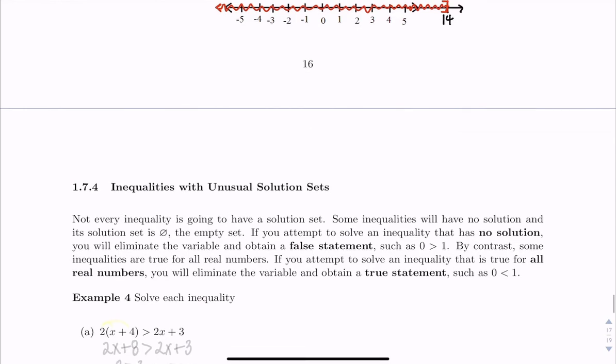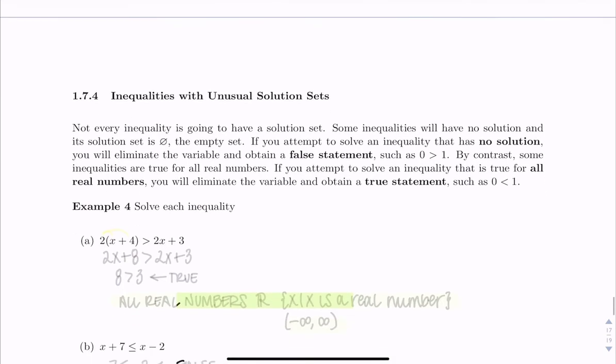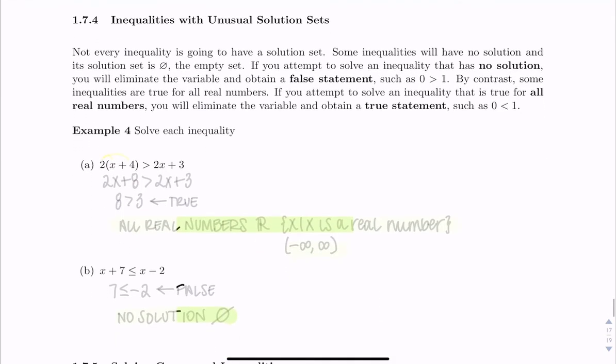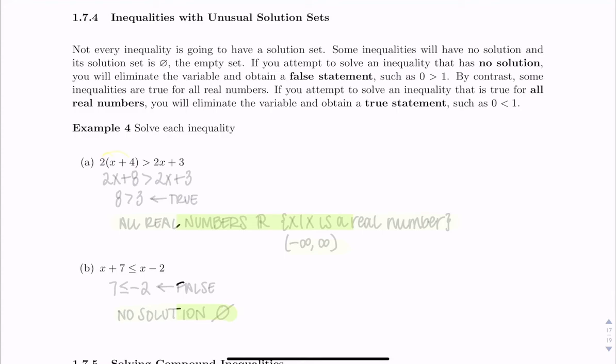Inequalities with unusual solution sets. Not every inequality is going to have a solution set like the ones we just did. Some will have no solution, so its solution set is the empty set, and it looks like a 0 with a line through it. If you attempt to solve an inequality that has no solution, you will eliminate the variable and obtain a false statement such as 0 is greater than 1.